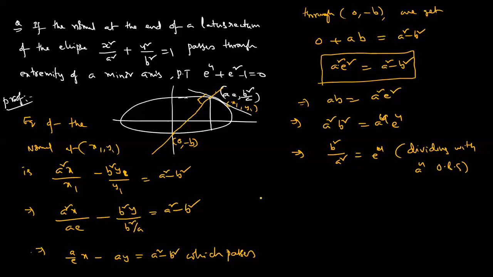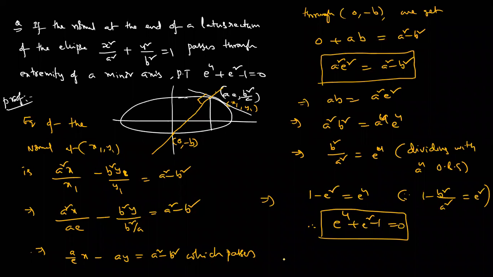See, now b square by a square is how much? Anyone remembering? What is the formula? I'm writing here. So 1 minus e square, b square by a square is nothing but what? Yes. So this is 1 minus e square is equal to e power 4. Therefore, e power 4 plus e square minus 1 is equal to 0. Hence proved.